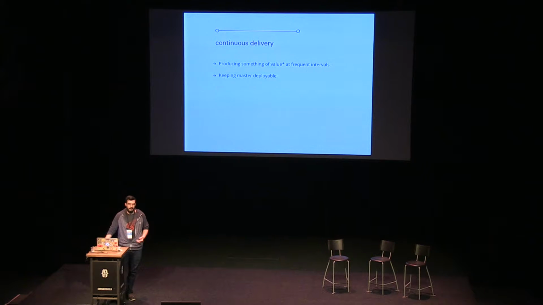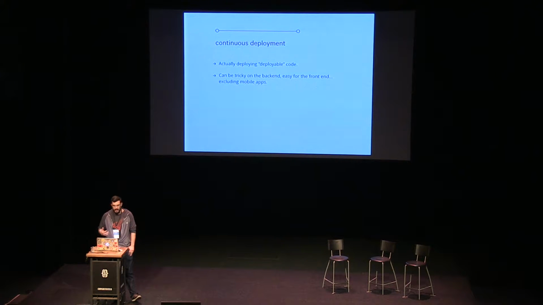On the side of continuous delivery, we want to be producing something of value at a frequent interval. With this, we want to ensure that our master is always in a clean and deployable state. Finally, there is the continuous deployment aspect. Now that our master is clean and working, hopefully bug-free because our unit tests have passed, we want to actually deploy that code onto the devices, for both testers and users. Traditionally, continuous deployment is fairly easy on the front end. It's much harder on the back end.